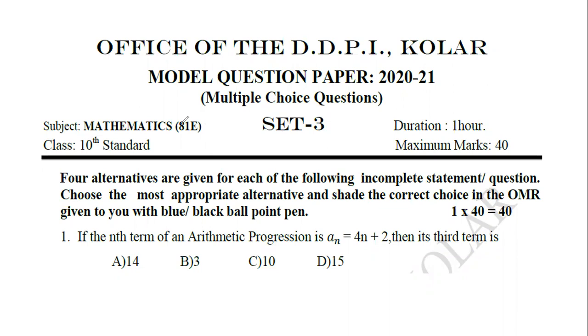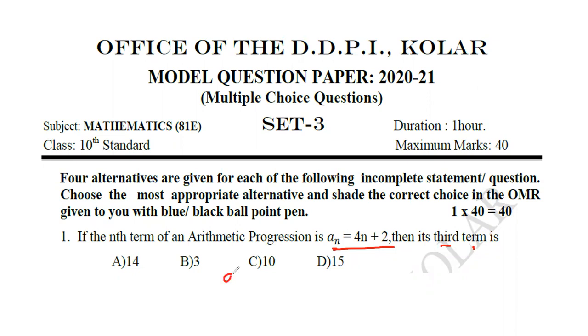In this session, I'm going to discuss the COLA GTPI Office Model Question Paper 3. First question: if the nth term of an arithmetic progression is an equals 4n plus 3, then the third term is dash. So you need to find out the third term.